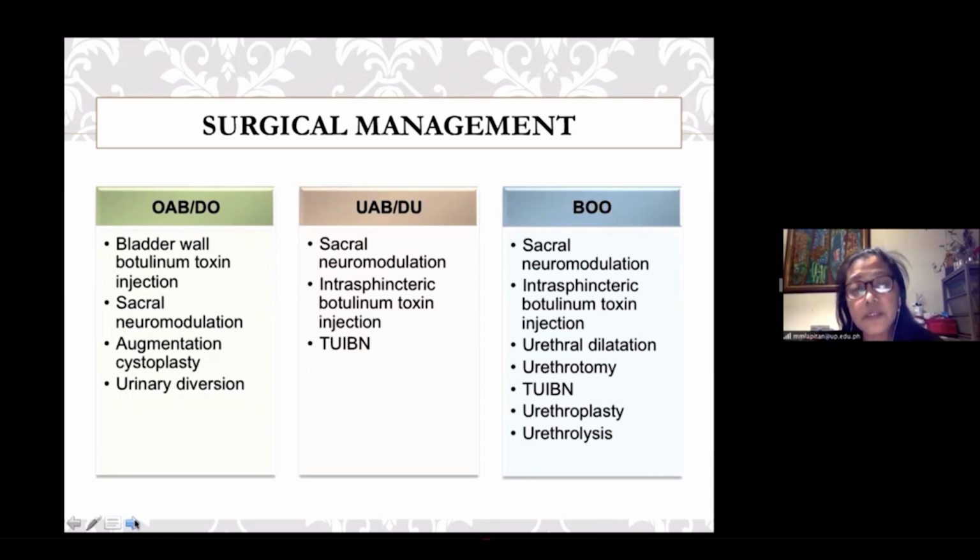Now, for anatomical bladder outlet obstruction, urethral dilatation, urethrotomy, transurethral incision of the bladder neck, urethroplasty, and urethrolysis have all been shown in case series to provide improvements in the symptoms and urodynamic parameters of women affected with bladder outlet obstruction.